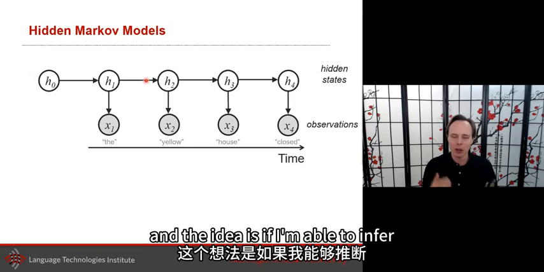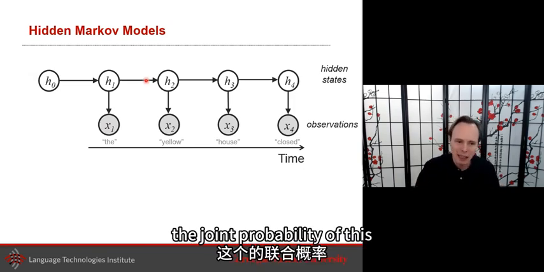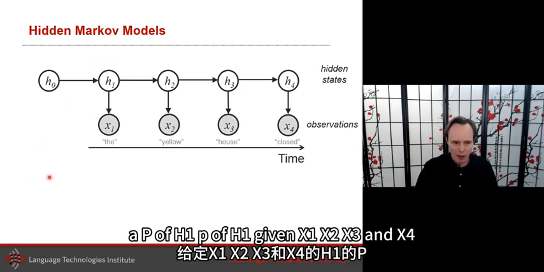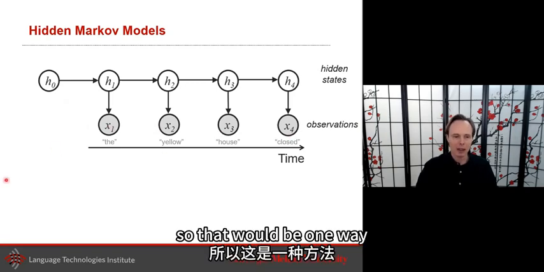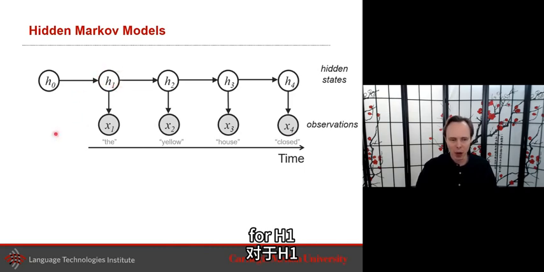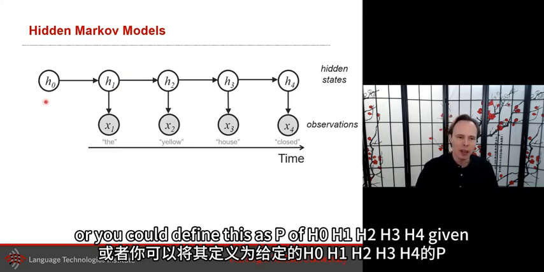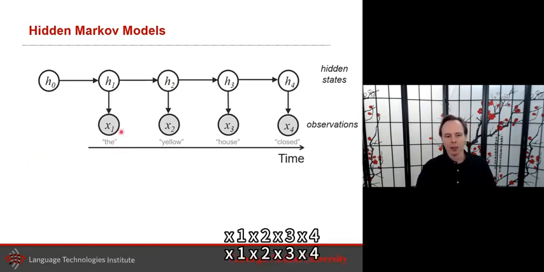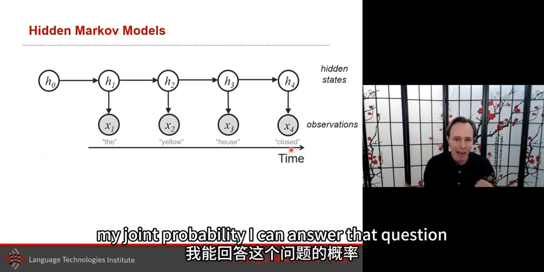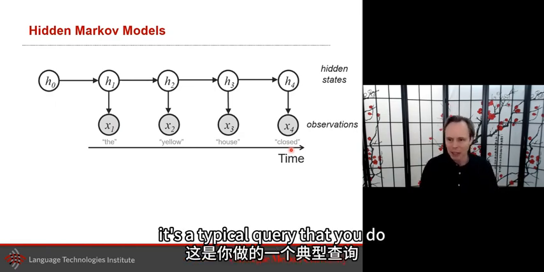And the idea is if I'm able to infer the joint probability of this, or if I have a model with a joint probability, then I can start to be able to say, what is the probability P of H1 given X1, X2, X3, and X4. So that will be one way, and that will be marginalizing for H1. Or you could define this as P of H0, H1, H2, H3, H4, given X1, X2, X3, X4. And you can imagine that if I've learned my joint probability, I can answer that question. It's a typical query that you do.